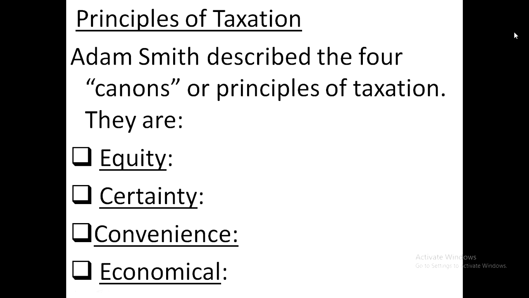The last principle or canon of a good tax system is that the tax system should be economical to collect. Tax should be cheap to collect. The whole essence of collecting tax is to raise revenue, so it's not supposed to be expensive to collect tax. Now let's look at the classification of taxes.